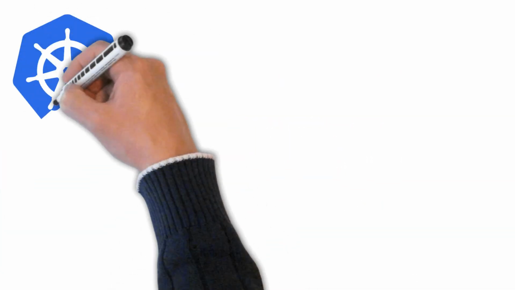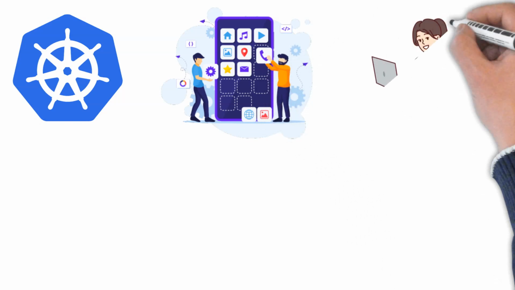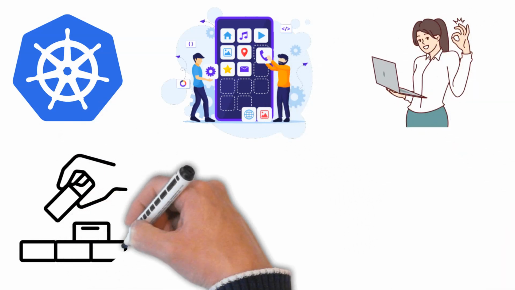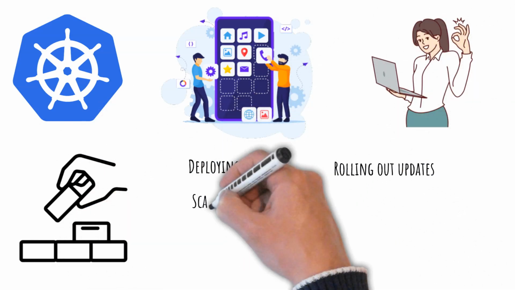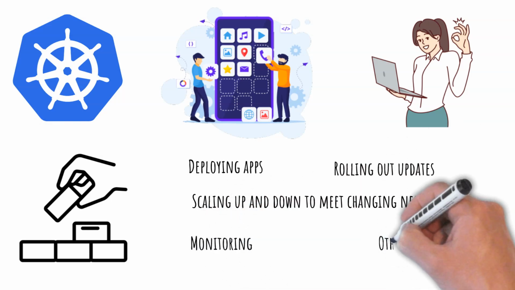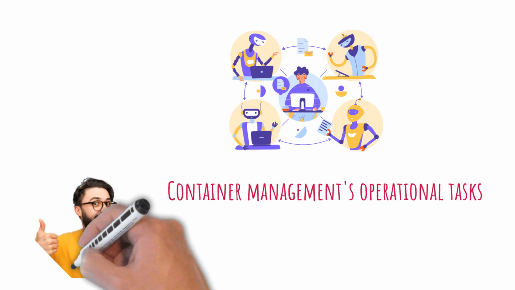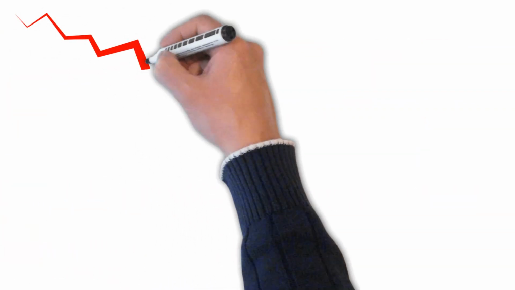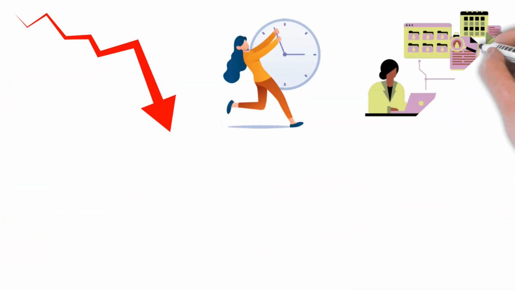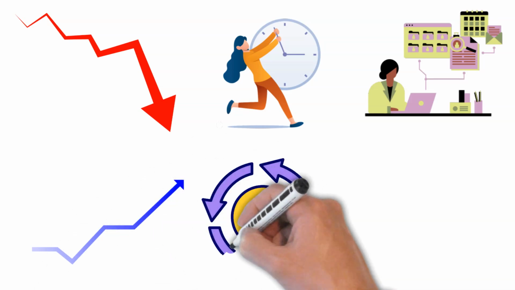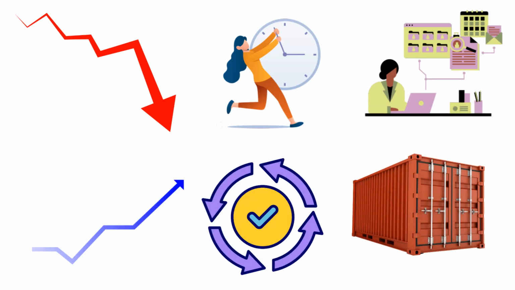The software makes managing applications easier, with built-in commands for deploying apps, rolling out updates, scaling up and down to meet changing needs, monitoring, and other tasks. It streamlines and automates container management's operational tasks. It also decreases the time and resources required for daily operations while increasing reliability through automated container orchestration.